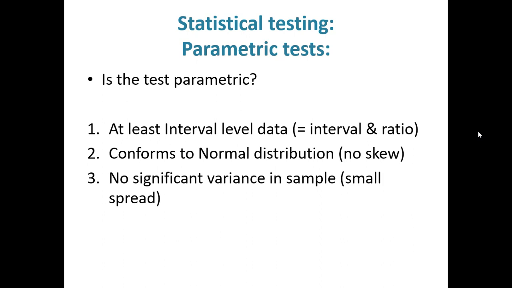A parametric test is a more stringent test. It has to have at least interval level data, so that's a fixed scale. It needs to have a normal distribution, so it shows a normal distribution curve. It cannot have a skew, so positive or negative skew. You can't have that in a parametric test, and there's no variance in the sample, so you tend to have a small spread in the sample. So parametric test is more stringent. It's done on interval level data, data that doesn't have a skew, that has normal distribution, and data that doesn't have a large spread.